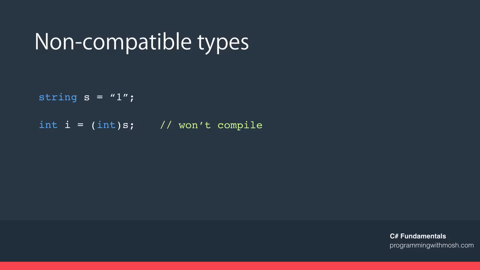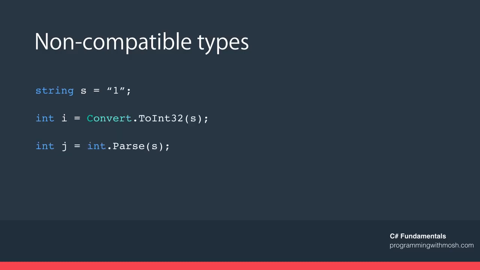Sometimes we are working with types that are not compatible, but we still need to convert them. For example, we might have a number represented as a string, as you see here, and we need to convert it to an integer. In situations like that, because string and int are not compatible, we cannot use explicit casting. So we need a different mechanism for converting a string to a number. We need to use the Convert class or use the Parse method.